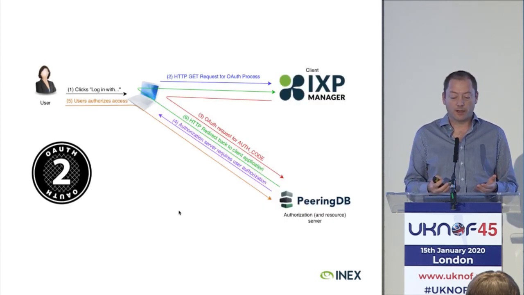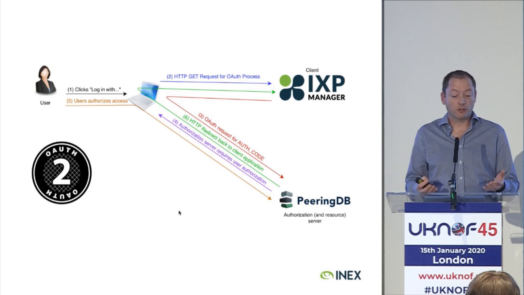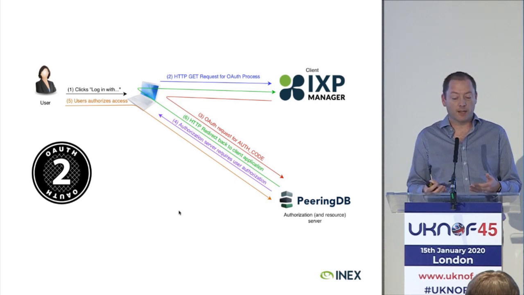Where we stopped in the last diagram is step 4, the purple one, where PeeringDB was giving that authorized screen to the user. The user clicks authorize. PeeringDB creates this new URL with this auth code and bounces the user back to IXP Manager.